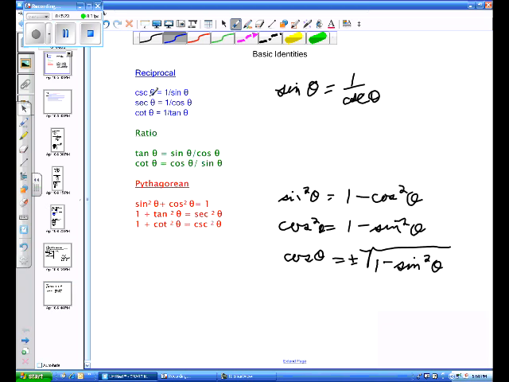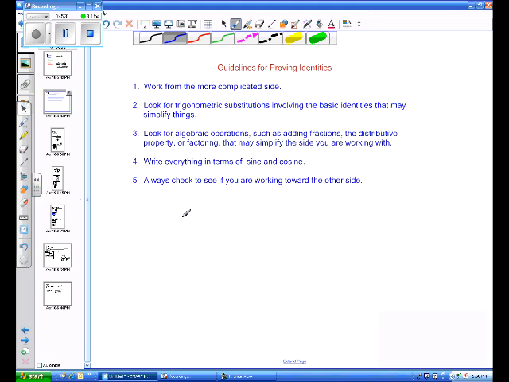So the things that you need to know then are your basic identities. These are true for all angles. And then have some guidelines about how you would go about proving your identities. Work from the more complicated side. Look for trigonometric substitutions. Look for algebraic operations that you can do, especially your distributive property and factoring and adding your fractions. Write everything in terms of sine and cosine. And then to remember always to look toward the side that you're working toward. But most of all, it takes practice.